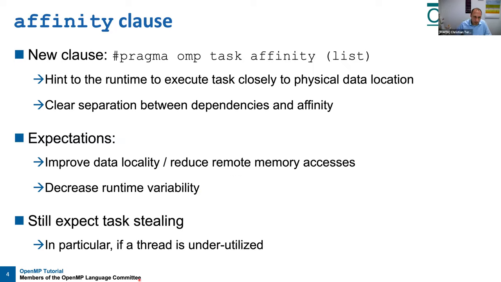So why is it only a hint? Because task stealing is still allowed. That means the runtime can override your decision or your proposal. And that even makes sense if, for example, a set of threads is underutilized because it doesn't have any data to execute. Then the heuristic of the runtime is to better utilize those threads than to leave them idle while waiting for other threads that are closer to the data. And at the end of the day, that's the idea of a shared memory system, or the optimization for that: minimize remote memory access or maximize data locality, but utilize all cores in the full memory subsystem.